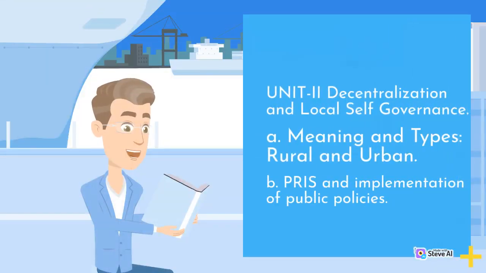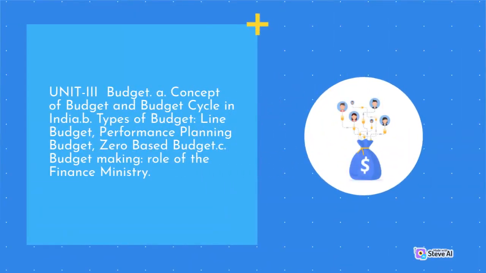Unit 2 Decentralization and Local Self-Governance. A. Meaning and types, rural and urban. B. Planning and implementation of public policies. Unit 3 Budget. A. Concept of budget and budget cycle in India. B. Types of budget, line budget, performance planning budget, zero-based budget. C. Budget making, role of the Finance Ministry.